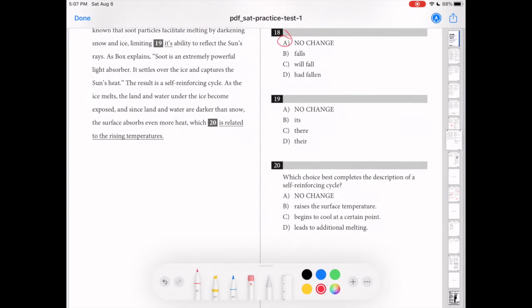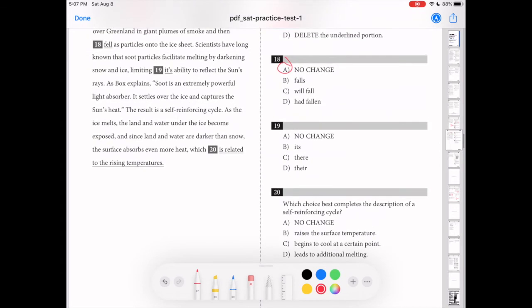Question 19. This is all about plurality. Are we going to use a singular word like its or possessive like there? Well, find the subject. The subject is snow and ice, since we know snow and ice is doing the reflecting of the sun's rays. So we can just circle that real quick. Snow and ice are two things. It's plural. So C or D is going to be the correct answer.